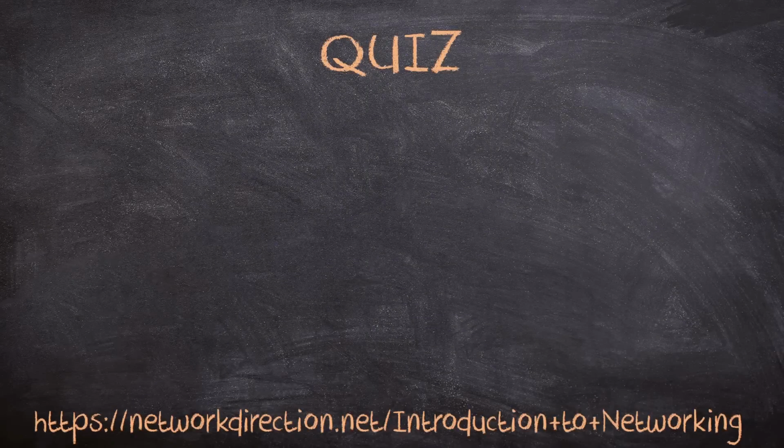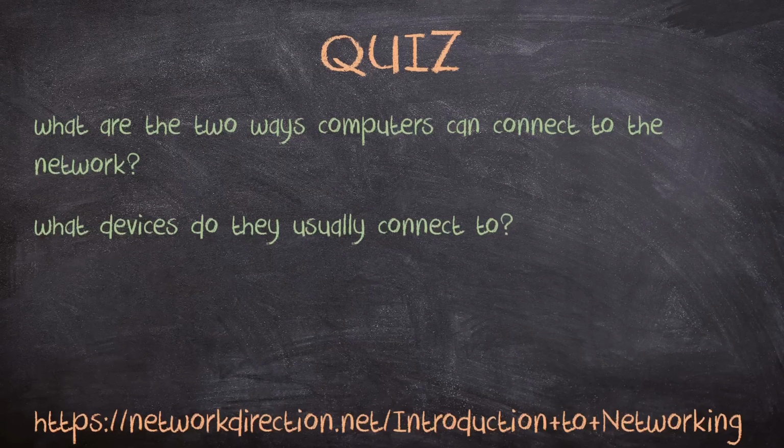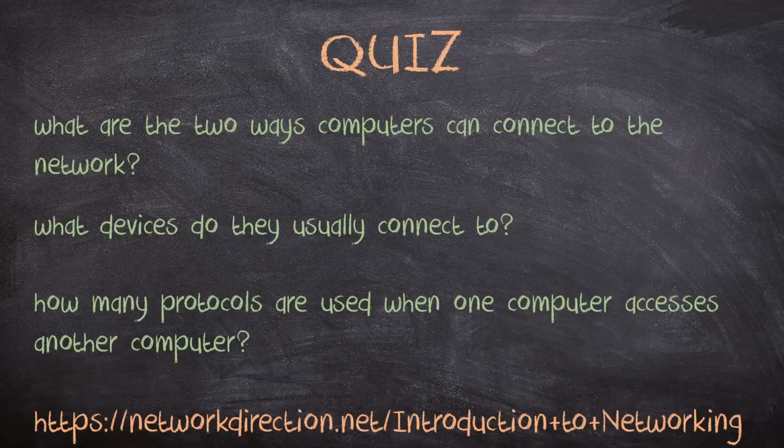We're going to start with some simple questions to get the brain working. Firstly, what are the two ways computers can connect to the network? To follow on from that, what devices do they usually connect to? And finally, how many protocols are used when one computer accesses another computer?